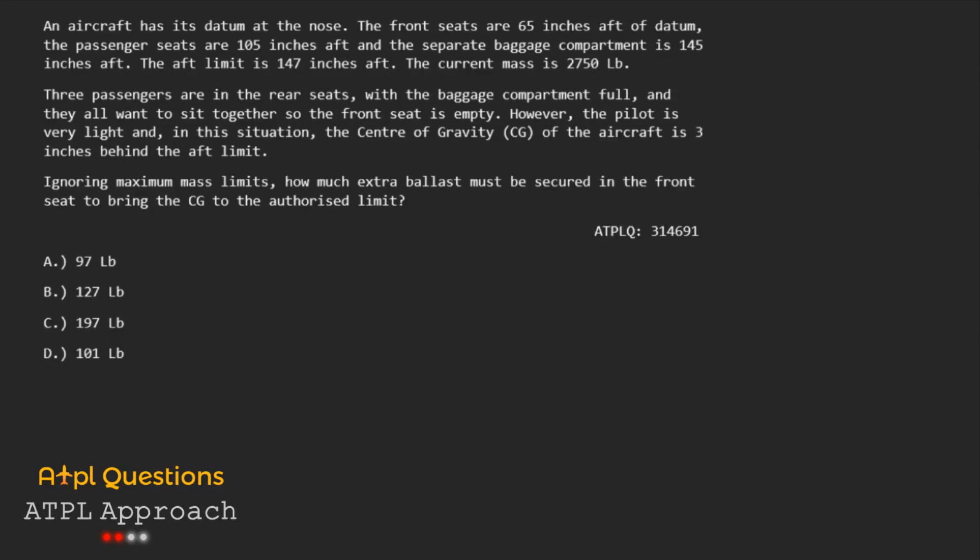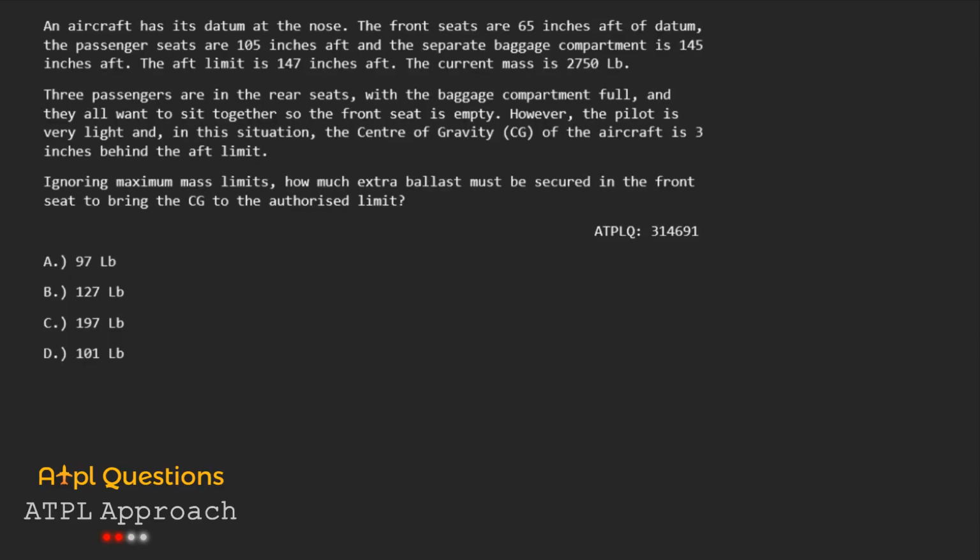The current mass is 2,750 pounds. And it says 3 passengers are in the rear seats with the baggage compartment full. And they all want to sit together so the front seat is empty. Okay, kind of picky passengers. However, the pilot is very light, and in this situation, the centre of gravity of the aircraft is 3 inches behind the aft limit. Seems like we're going to have to sort that out. Ignoring maximum mass limits, how much extra ballast must be secured in the front seat to bring the C of G to the authorised limit?